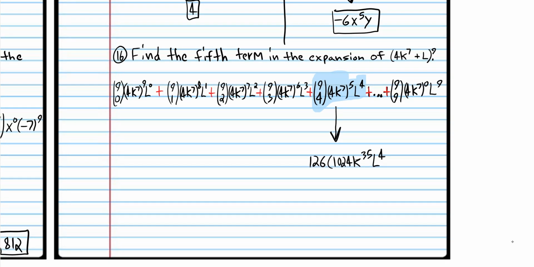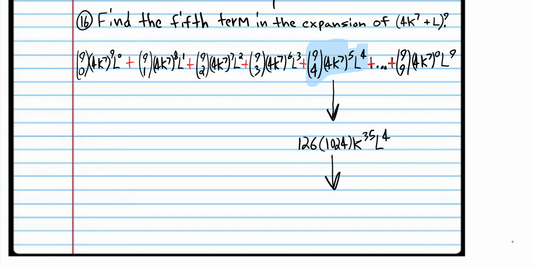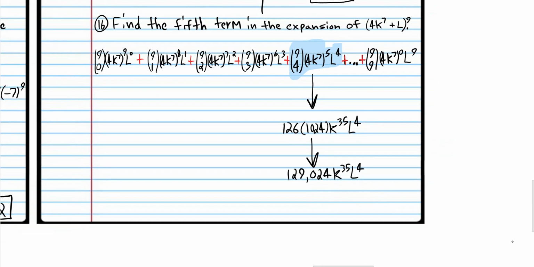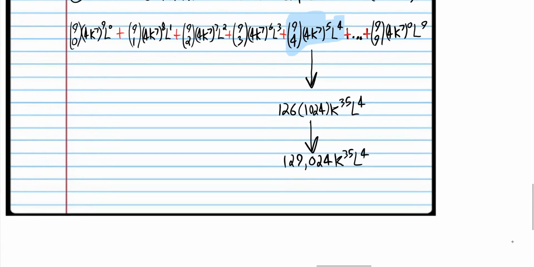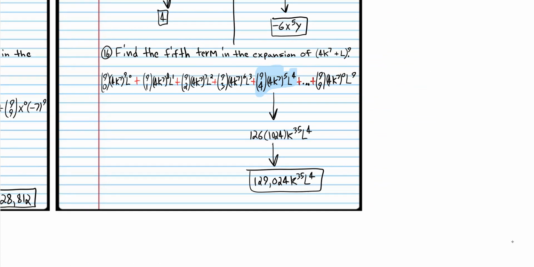And we forgot a parenthesis. So then we're going to multiply, and we have 129,024. 129,024 k to the 35th power, L to the 4th. And so that is the term that we're looking for. That is the 5th term.